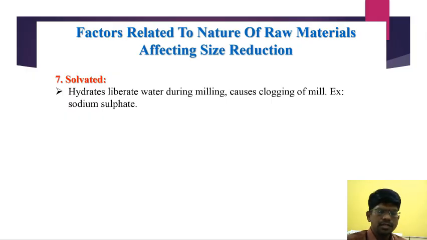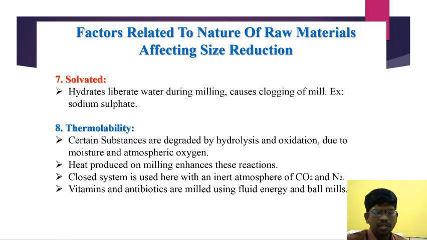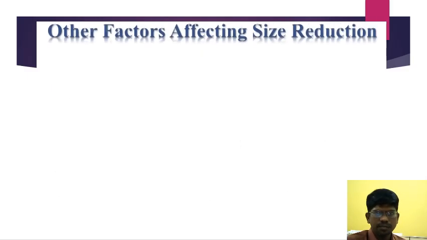And some other factors, apart from the raw materials, like thermolability. Certain substances may get degraded by hydrolysis or oxidation because of the presence of moisture or atmospheric oxygen. At this time, we need to make use of closed systems. The same applies to vitamins and antibiotics, as they are thermolabile in nature, and that can be handled using a fluid energy mill or ball mills.